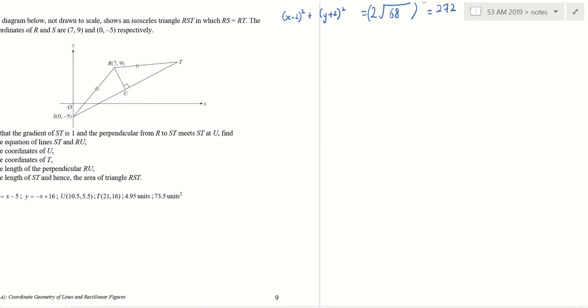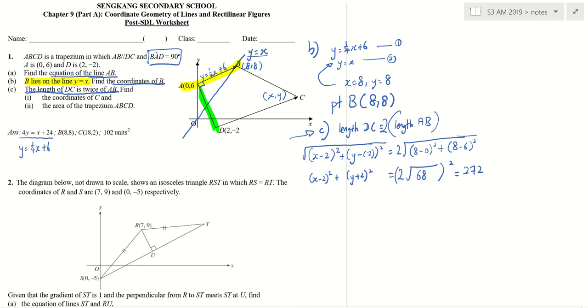272. Yeah, it's a whole number. But you look at this. Am I able to solve part C? No, because with one equation, I have two unknowns, both X and Y. Then I need to form another equation. So, what is another equation?